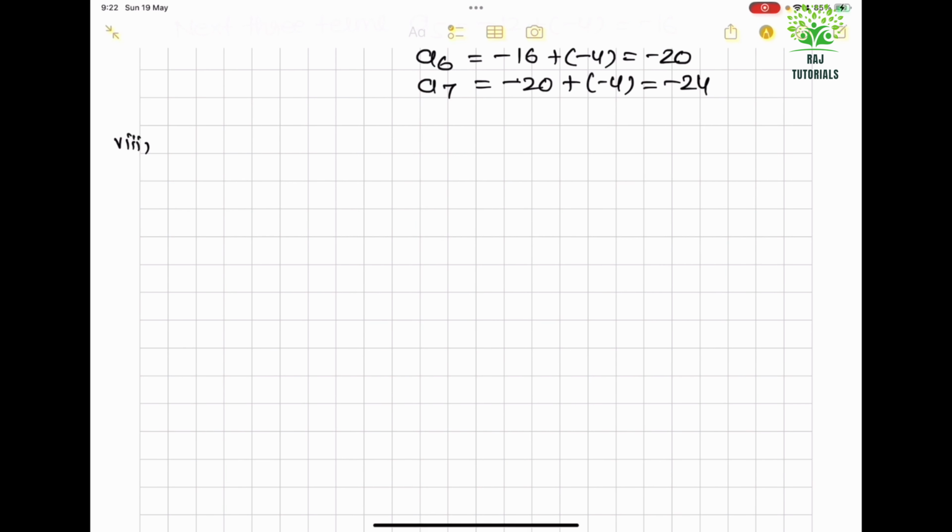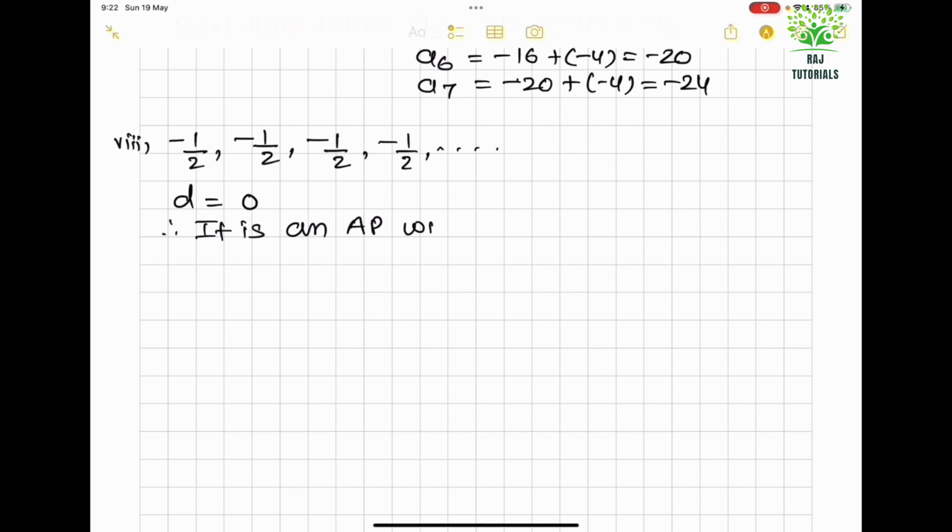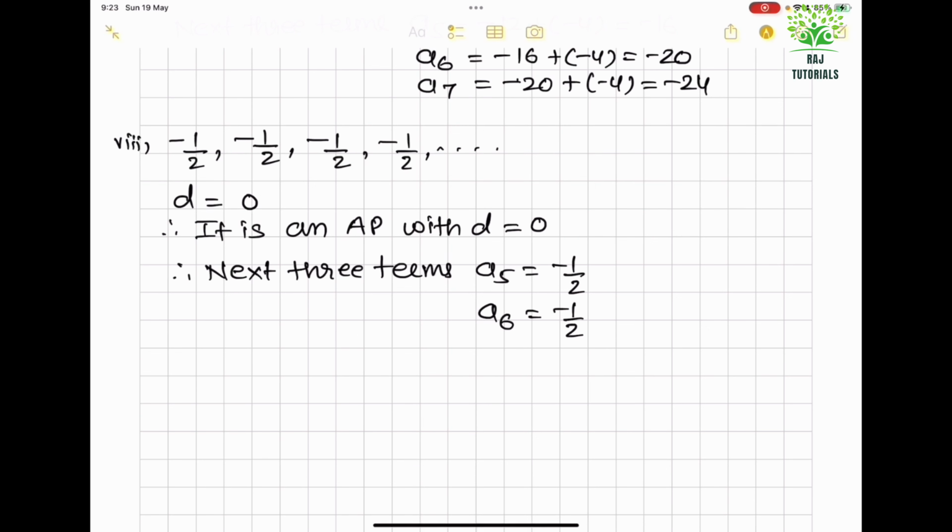Eighth one: minus half, minus half, minus half, minus half, and so on. So I can clearly see d will be 0. Therefore it is an AP with difference 0. So the next three terms: a5 will be minus half, a6 will be minus half, a7 will be minus half.